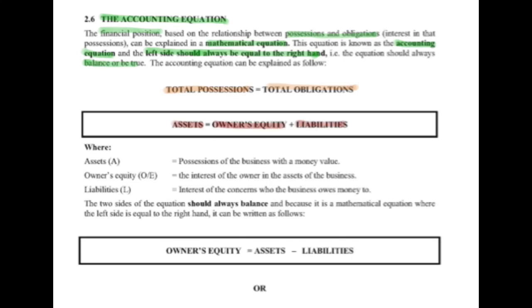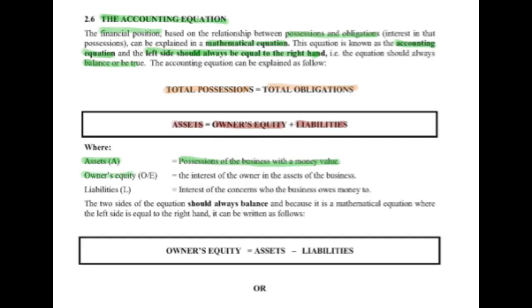And this is such an important equation to know off by heart, because this is what the whole accounting system was built upon years and years and years ago. So let's quickly look at the terms in this equation and just make sure that you understand them very well. So assets, those are the possessions of the business with money value.